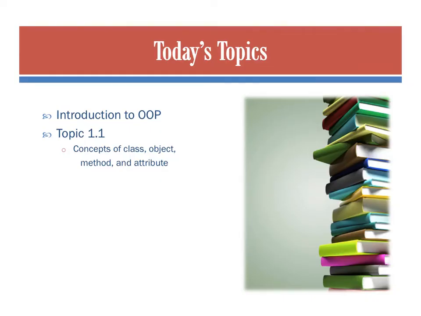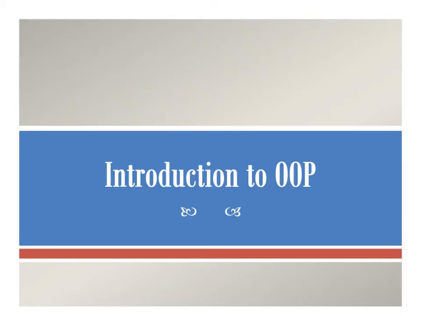Today we are going to cover a basic introduction to object-oriented programming, and we want to review the concepts of class, object, method, and attribute. So these are part of the nomenclature, the words that we're going to be using throughout the course, and so we want to start describing what these actually mean and refer to in this context of object-oriented programming. So this is our basic introduction to object-oriented programming.